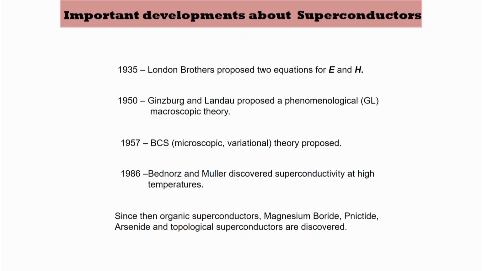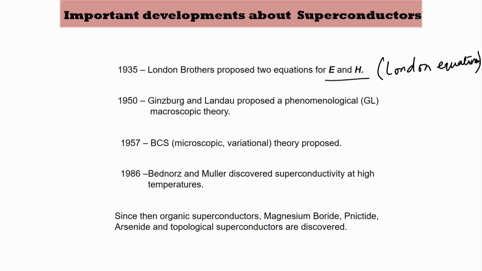So, to talk about those important developments and some dates: in 1935 the London brothers proposed equations on E and H, and these are called the London equations. In 1950 Ginzburg and Landau proposed a phenomenological theory called the Ginzburg-Landau theory. 1957 is the BCS theory, which is microscopic. It is a variational theory and cannot be obtained by doing any finite order of perturbation theory.